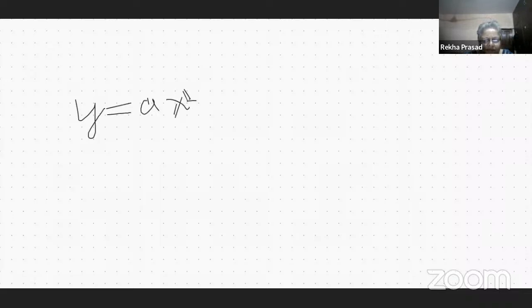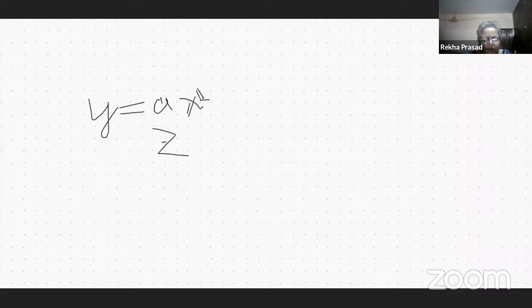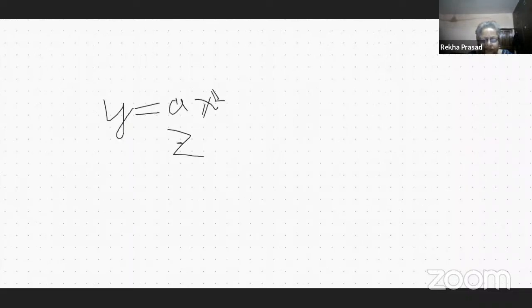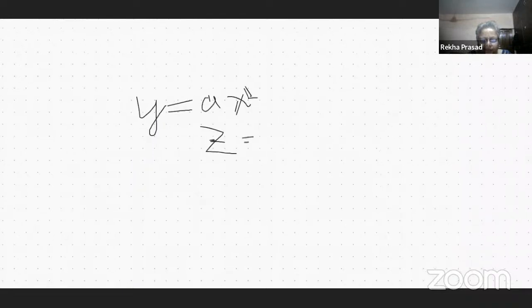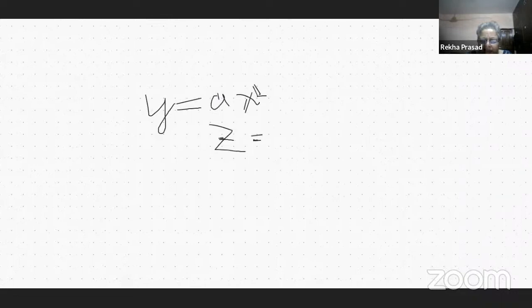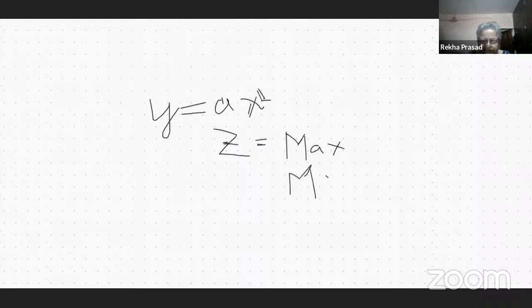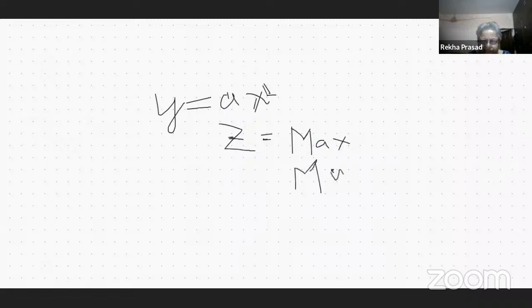So what we do is we have an objective function which is denoted by z. This function either has to be maximized or minimized. If it is related to profit, then it is maximized. If it is related with cost, it has to be minimized.